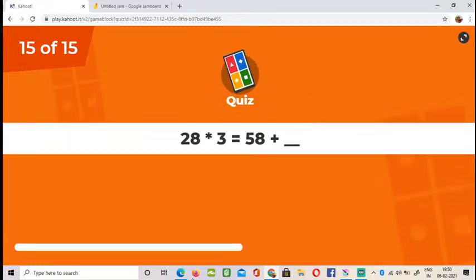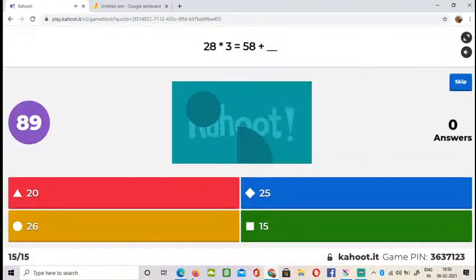Last but not the least. 28 into 3 equals 58 plus... This is the last question, so everybody do it fast.